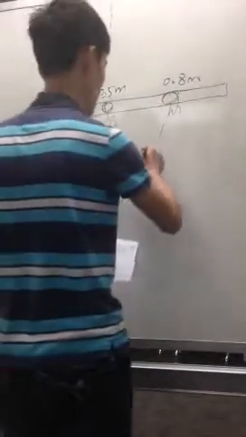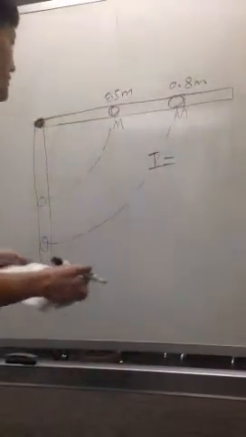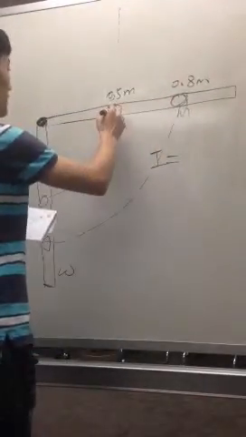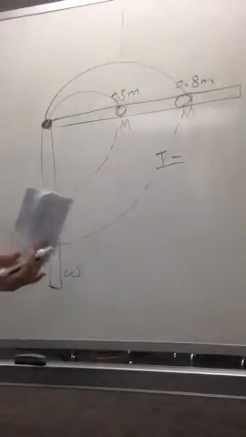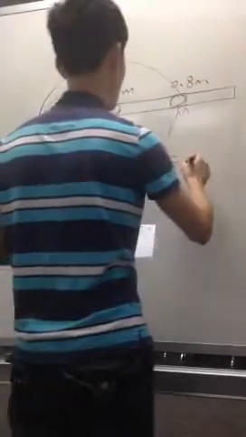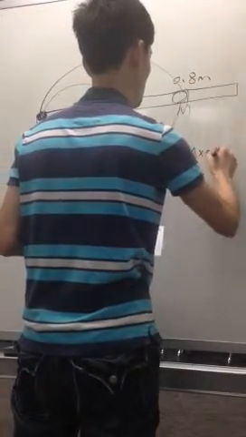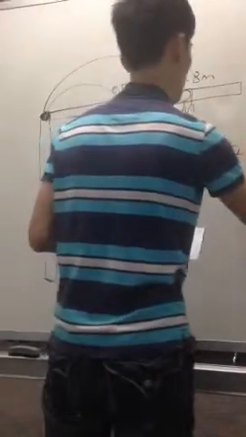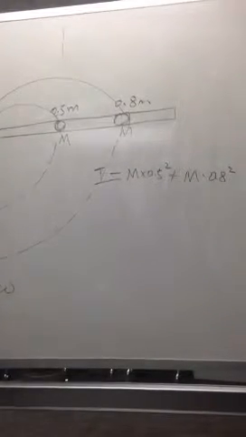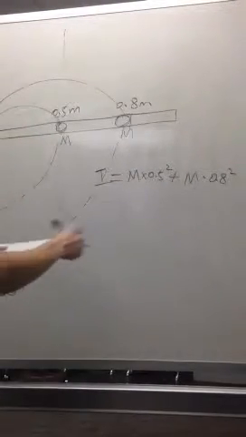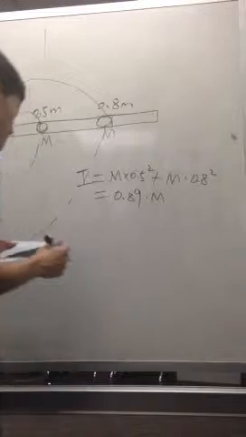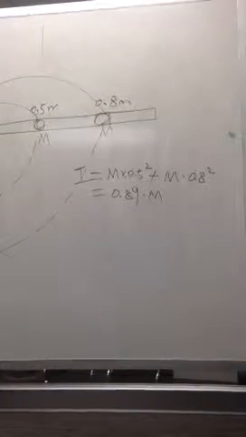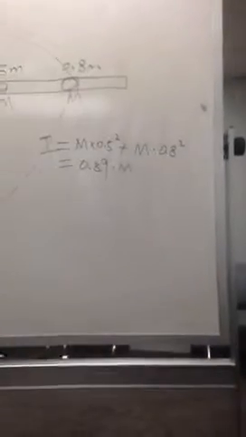First thing is the same. We need to calculate the moment of inertia for the whole system, and then we know here is 0.5, here is 0.8. That's the R, right? For this object, m times 0.5 squared, and for this one, m times 0.8 squared. Here you are clear, okay? So we'll calculate, that would be 0.89 times m. Okay, that's the moment of inertia for the whole system.